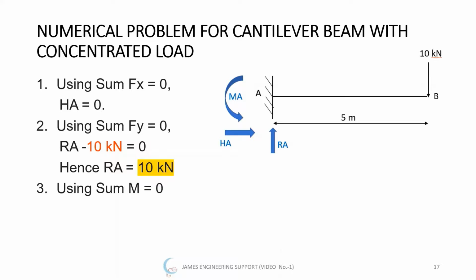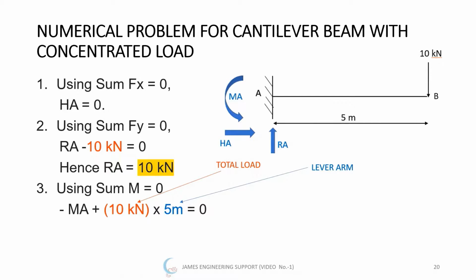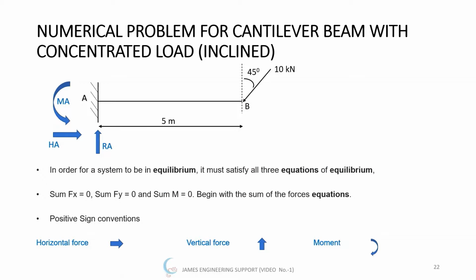So we will use the summation of moments for the system equal to 0. Here, anti-clockwise moment MA, I'm writing the equation as minus MA, plus this force, the total load, multiplied by 5 meter, the lever arm, equal to 0. This is my final equation. You can see the moment is the force multiplied by the lever arm, the distance from where you are considering the moment. After solving this equation I get the answer as 50 kilonewton meter.